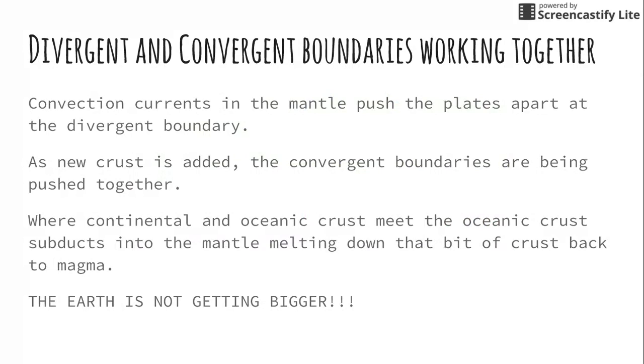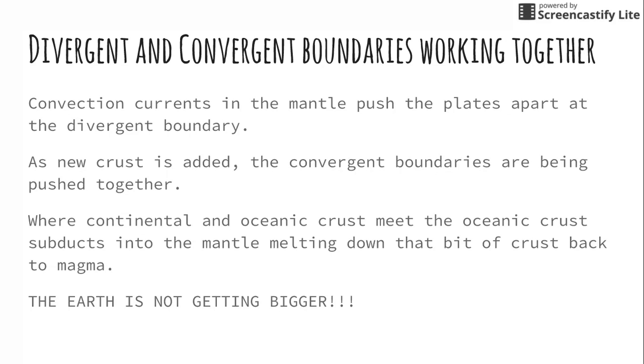So convergent and divergent boundaries actually work together. Convection currents in the mantle push the plates apart at the divergent boundary. As new crust is added, the convergent boundaries are being pushed together. So you have these two boundaries actually being pushed together because of the new crust being added in the divergent area.